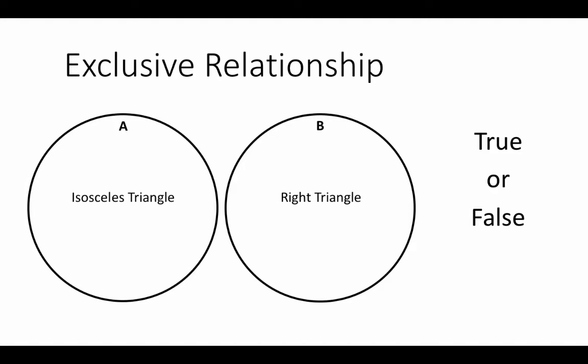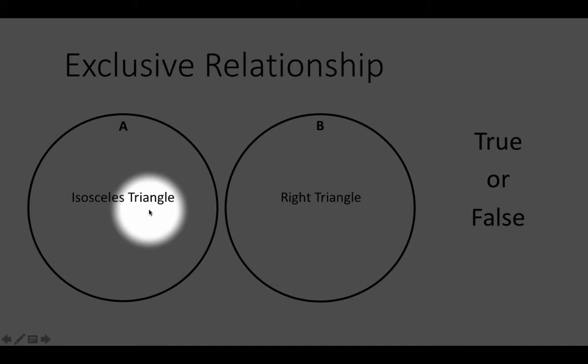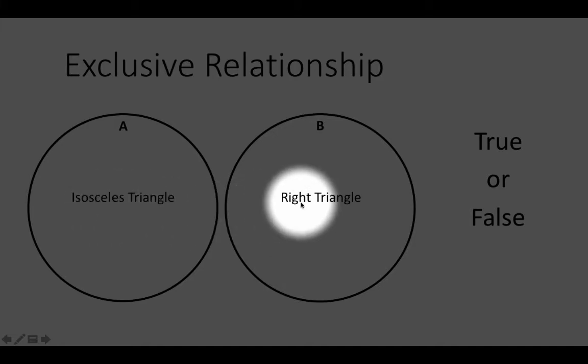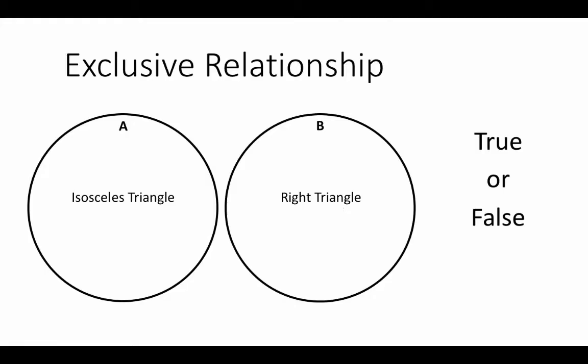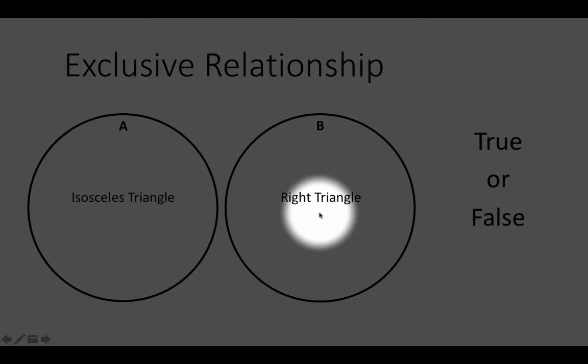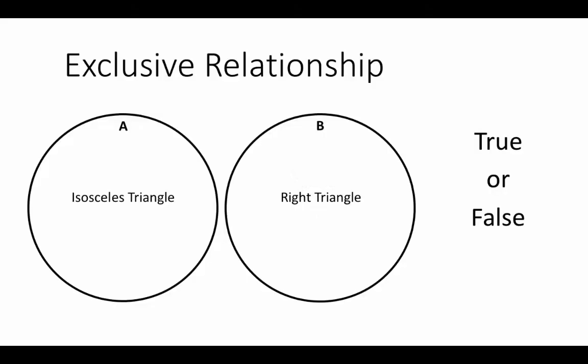How about the relationship between an isosceles triangle and a right triangle? Is that mutually exclusive? An isosceles triangle has exactly two congruent sides, and a right triangle has exactly one right angle. A triangle can only have one right angle. So if you are an isosceles triangle, can you also be a right triangle? Yes, you can. It's possible for a right triangle to have exactly two congruent sides.